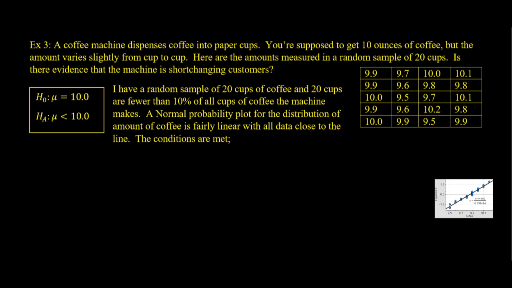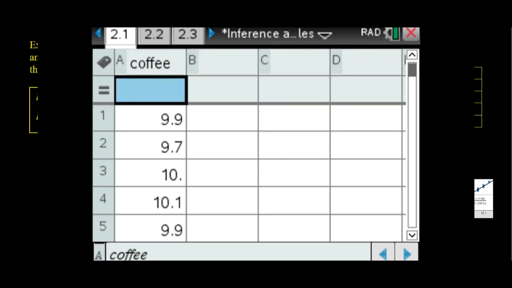I will use a Student's t-model for a one sample t-test. Now this time we're going to do all the calculations in the calculator. There's no reason to do any of this by hand. It just saves us time and gets us to the main idea, which is interpreting what's going on.